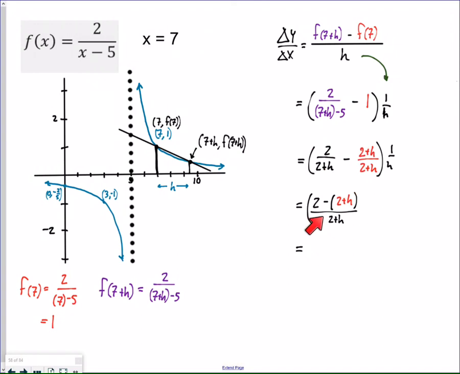And when I do that, I end up with negative h over 2 plus h. I told you I was flying. You can freeze frame if you want to see exactly what's going on step by step. But then the h's divide out, and I end up with negative 1 over 2 plus h. So this formula, if I just choose whatever number I want for the interval h, this formula will give me the slope of this secant line.